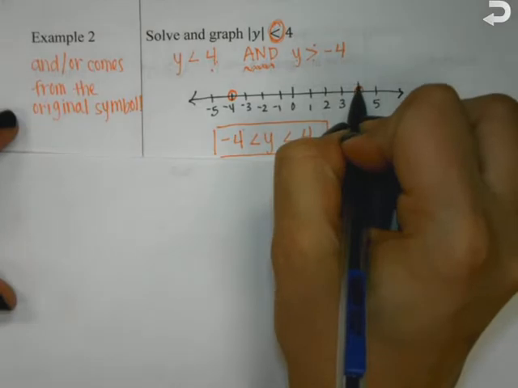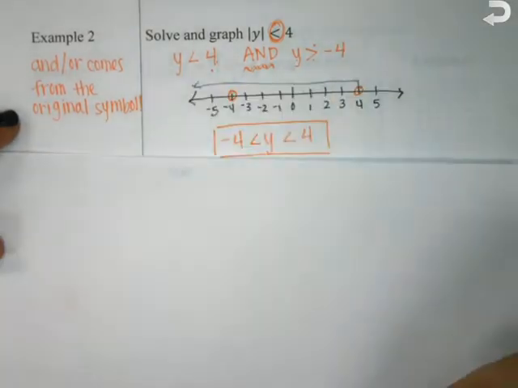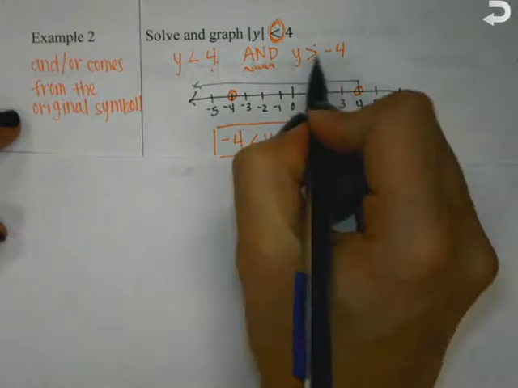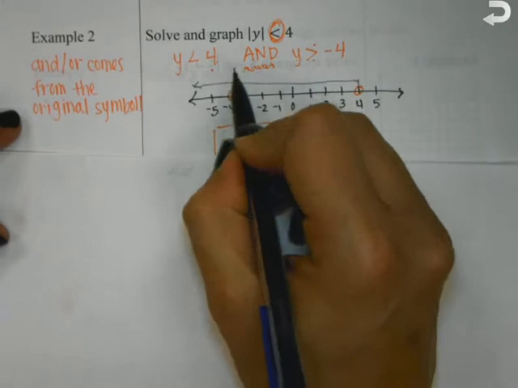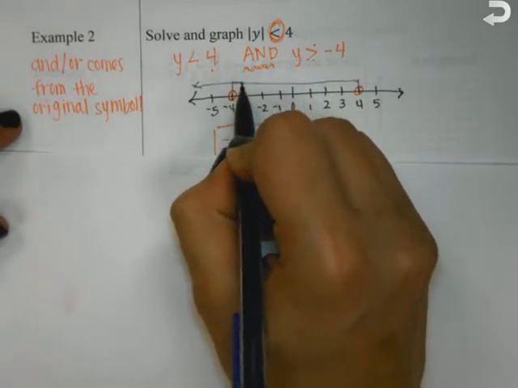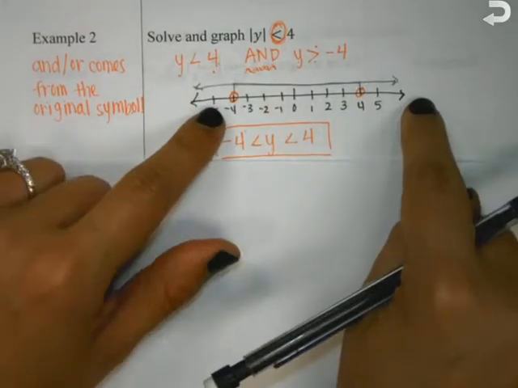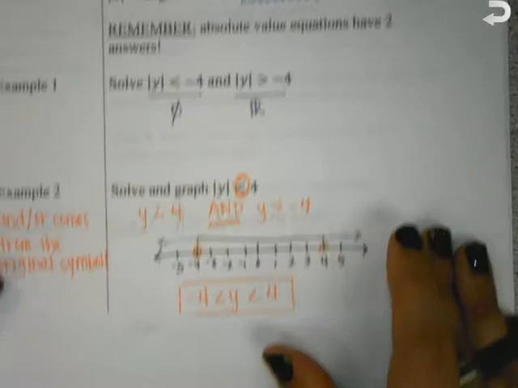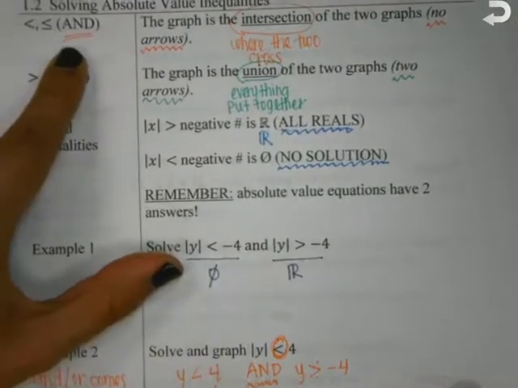For the second one, y greater than -4, we do our open circle, and everything is bigger than -4. So everything's actually going to be moving to the right. Now that actually covers the entire number line. So let's go back up to the top and look at our definition. For the less than or equal to, where our word is and, our graph is the intersection, where the two cross. So there should be no arrows.